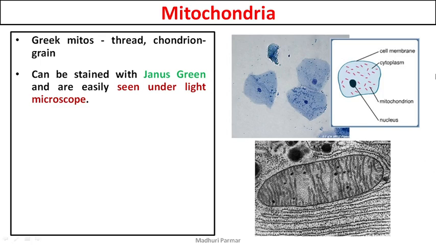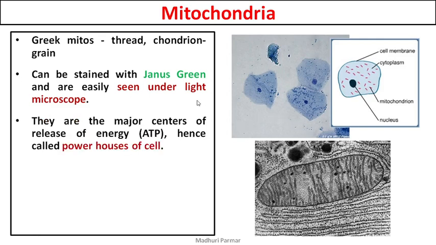Here we have dyed the mitochondria with Janus green. Can you see these small granules inside the cheek cells? The largest dot you see is the nucleus, and the small granules you see are mitochondria. This is the diagrammatical representation of what the mitochondria are supposed to look like in a light microscope.